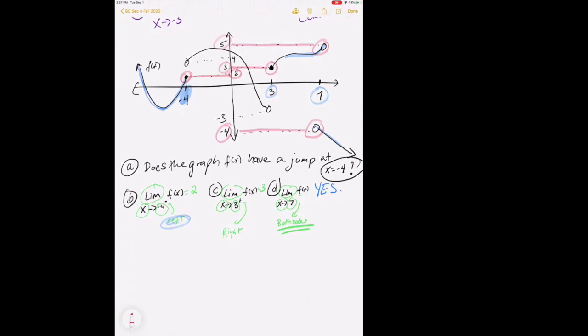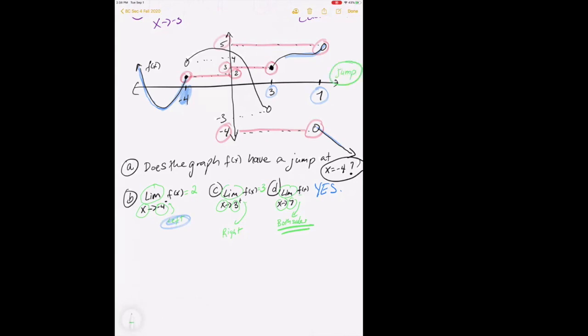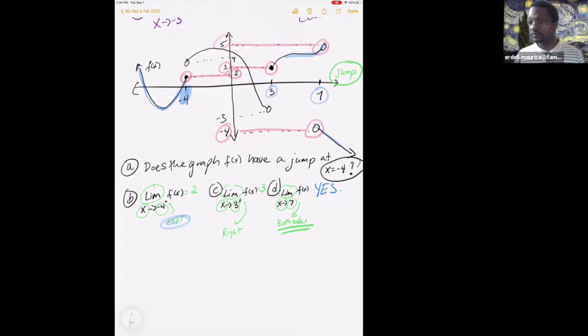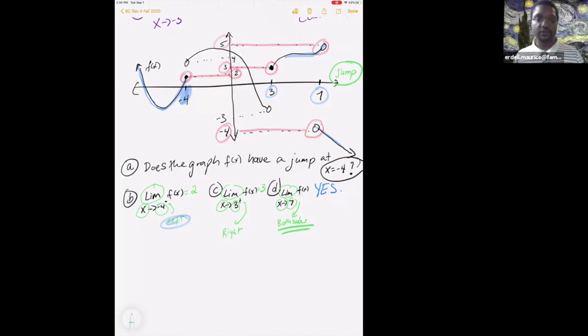And the reason is because the graph has a jump at 7. Yes. Right? So if the graph didn't have a jump at 7, what would be the answer? Well, I'll give you an example of one that doesn't have a jump, and so then you'll be able to see right here. And so because of that, the answer right here is does not exist. Okay?